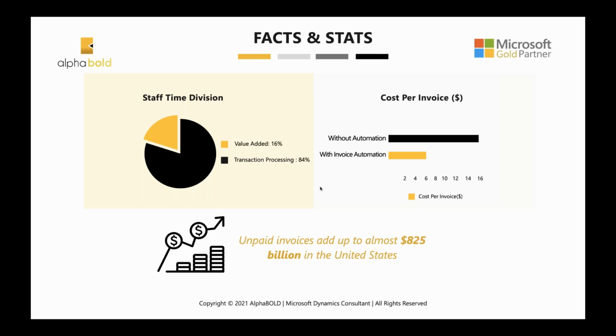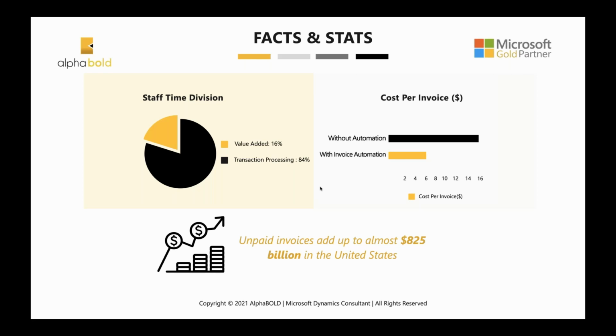So if I were to look at this in another way, companies with little to no automation spend on average about $15.70 per invoice, whereas with automation the cost is drastically reduced to $6.31. And here I'm quoting a study conducted by the Institute of Management and Administration.